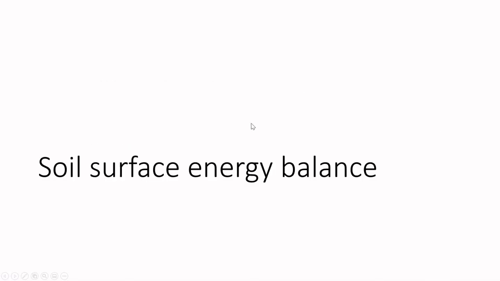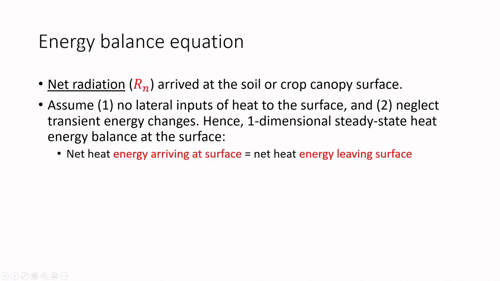So let's move into soil surface energy balance. If you look at the energy balance equation, you still remember, we must talk about global solar radiation, RS. Remember the RS, global solar radiation, is the energy coming from the sun. But of the global solar radiation coming from the sun, only a portion is absorbed by the soil. The amount of energy absorbed by the soil is called net radiation. You still remember that? Net radiation, RN. So the RN arrives at the soil or the crop canopy surface.